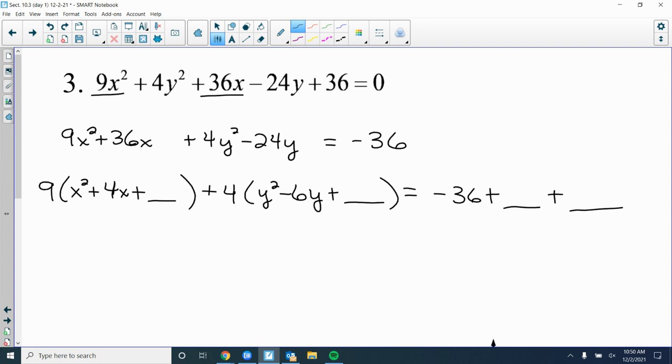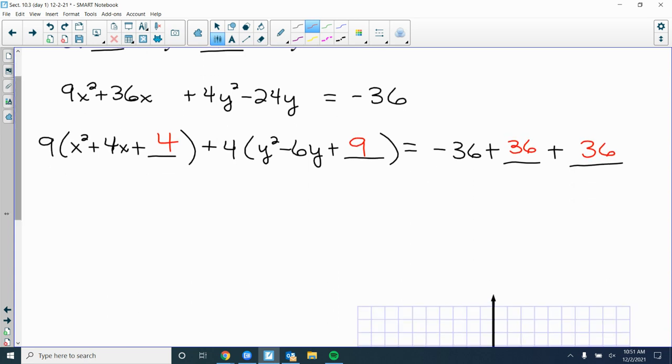All right, now what goes in that first blank? You take half of 4, it's 2, square that, I get 4. Now don't forget it's being affected by this 9. 9 times 4 is 36, so you're going to add in a 36 over the other side. Same idea here, half of negative 6 is negative 3. Square it, you get 9. 4 times 9 is positive 36. So I have positive 36.